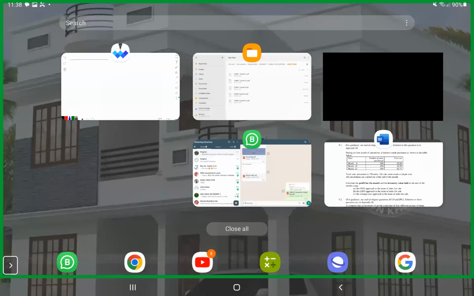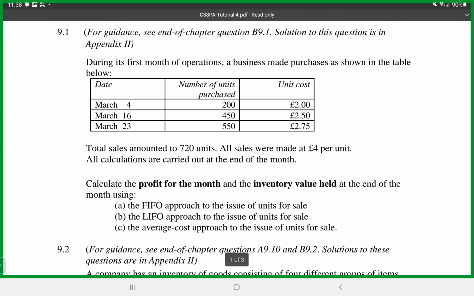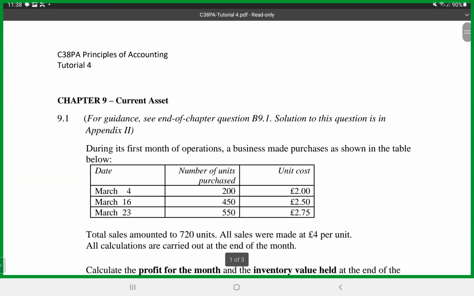We want to. You can read the first question. Okay, for guidance here.